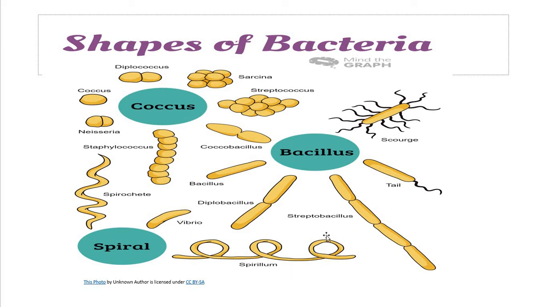Vibrio: these bacteria usually show a single curve and are comma shaped. For example, Vibrio cholerae. The spirilla are longer, relatively rigid, curved forms. An example for this is Spirillum minus.